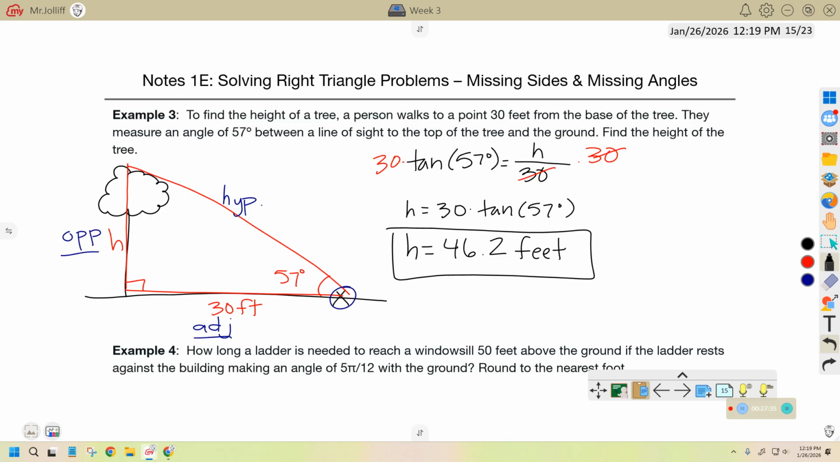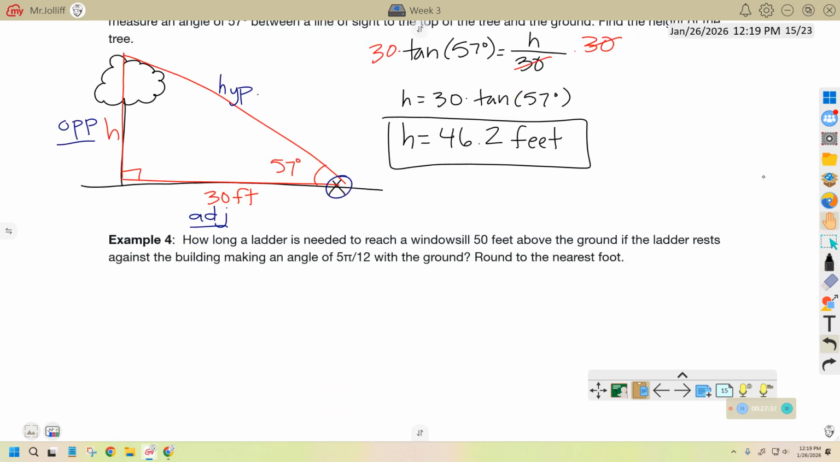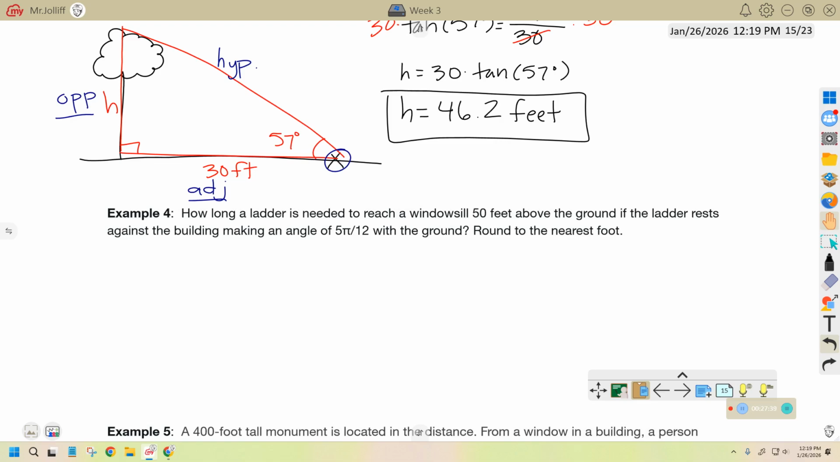No. Hopefully feels familiar. Oh, and would you do me a favor, read example 4 real quick? How long will ladder have you to reach the window sill 50 feet above the ground, provided that Very good.